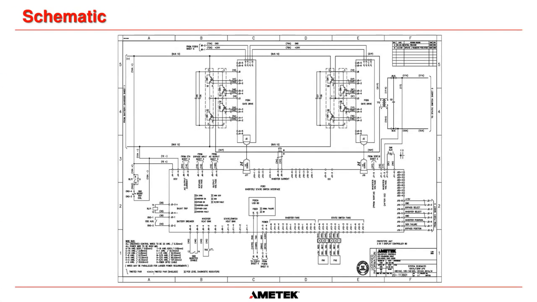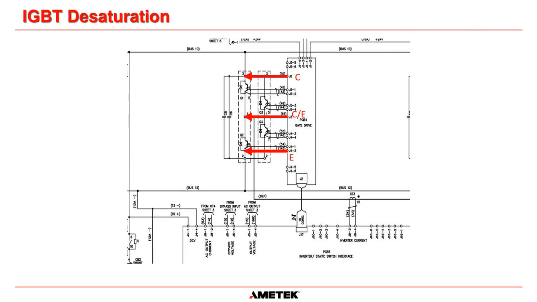And once again, here's the same H bridge. I've blown it up for you. Here is Q1 and here is Q2. And the way that it senses it is the collector is sensed at this pin here, and then the collector emitter of both IGBTs is sensed at that pin there, and then the emitter is sensed at that pin there. So if it sees 9 volts or greater at that point there, it will turn this gate signal off. And once again, if it sees more than 9 volts there, it will turn the gate signal to that IGBT off. So that is what desaturation means.